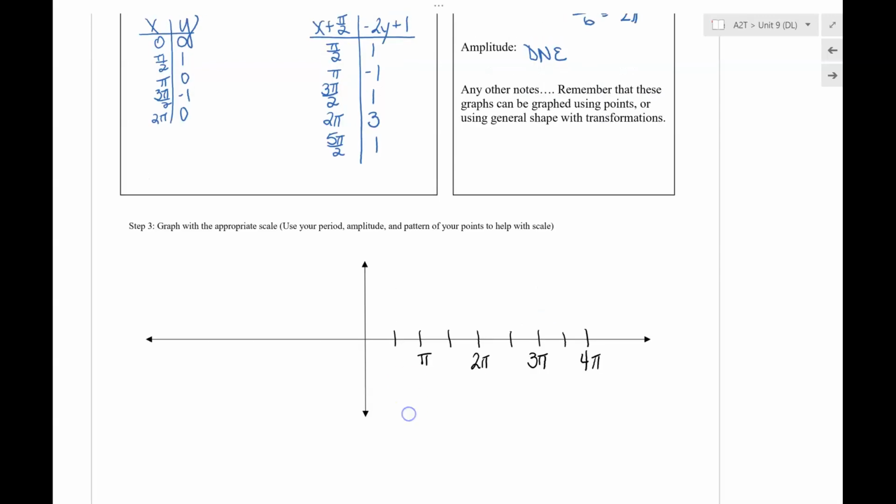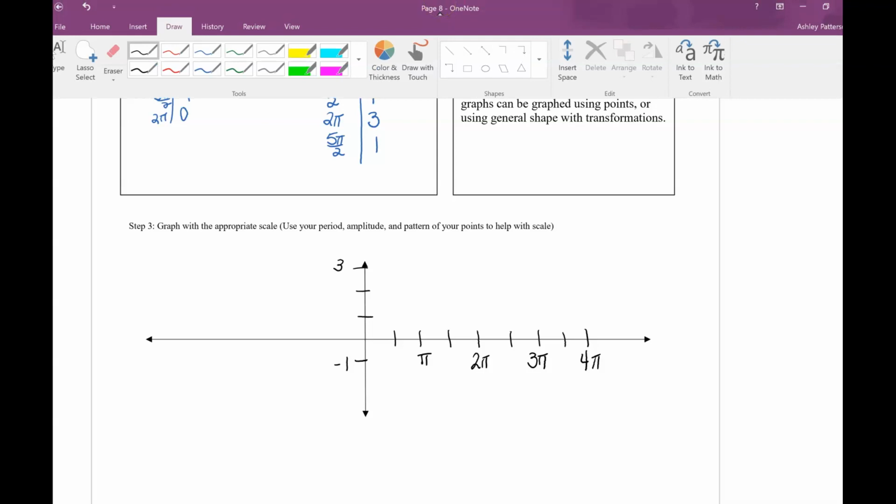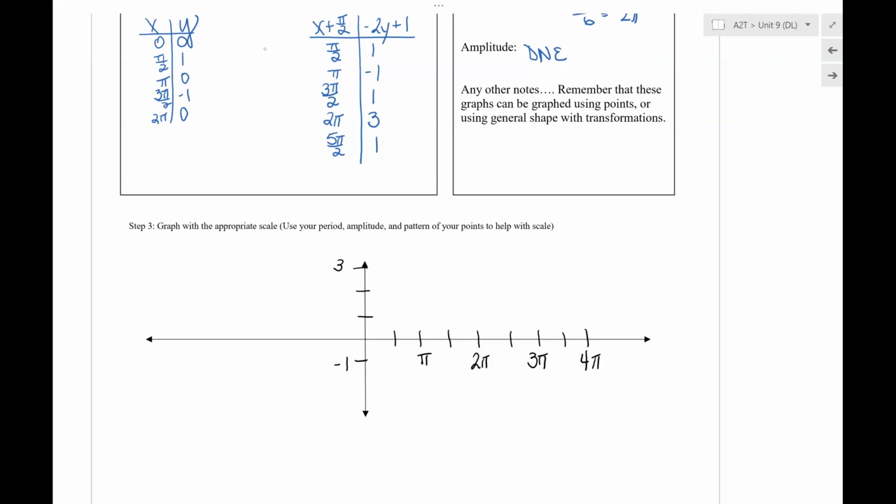Okay, and it looks like our max is 3, and our minimum value that we hit is going to be -1. You can go into the negative x-axis if you want. Okay, you don't have to. Knowing that, if I shift up 1 unit, that means that our midline is no longer on the x-axis. It is now up at y equals 1. At pi over 2, we are at 1. At pi, we're at -1. And then we go back up to the midline, we go up to 3, and it oscillates back and forth.